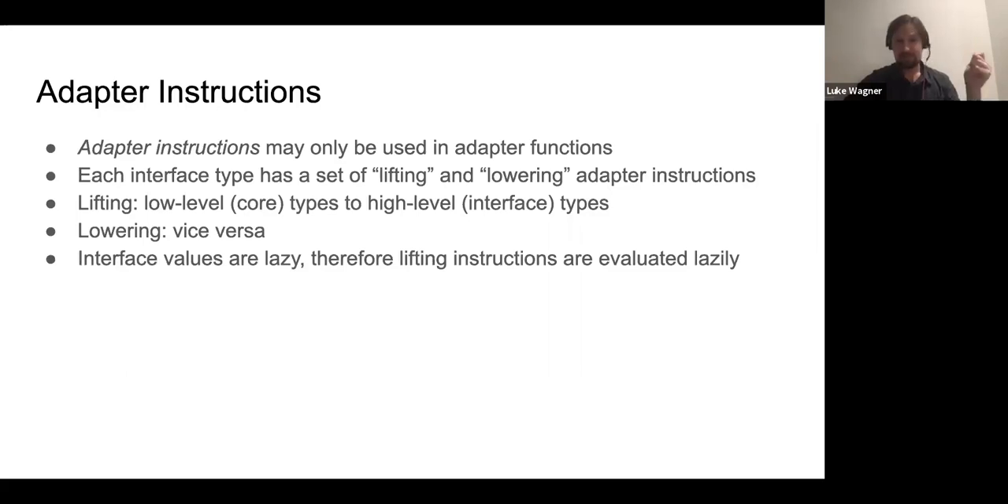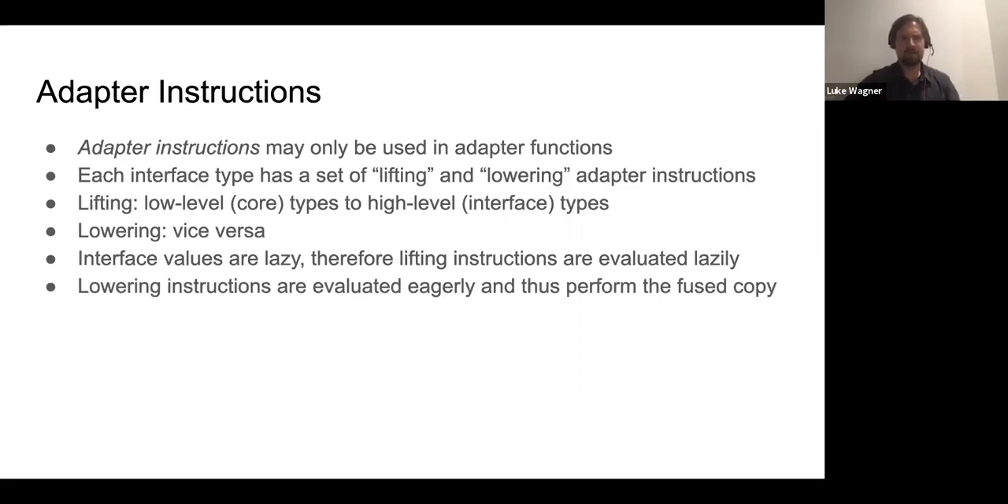And as we said earlier, interface values are lazy, and therefore lifting instructions are evaluated lazily, but only these lifting instructions. We'll see a little bit more about that. Whereas lowering instructions are evaluated eagerly, and so the lowering instruction is where you actually perform that fused copy directly from the source to the destination.